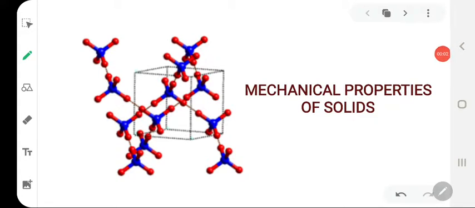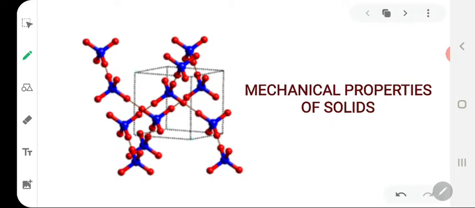Once again, I welcome you all to the discussions of a new chapter from the syllabus of Class 11 Physics. The name of the chapter is Mechanical Properties of Solids. As the title of the chapter itself states, we shall be discussing some very important properties regarding mechanics of solids.